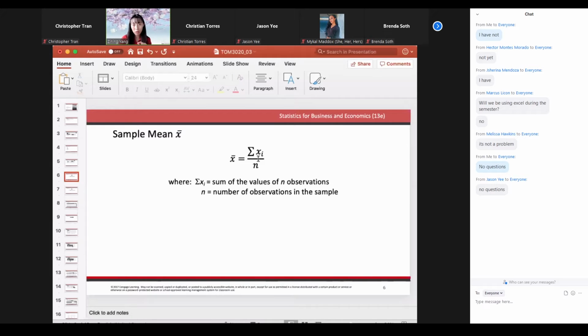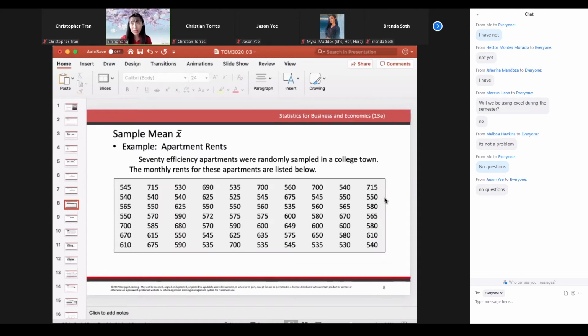So look at the difference. The sample size is a small n, but the population size is a larger N. So make sure you use the right notation when you write the formula. Do not mix them. That's what I want to emphasize.